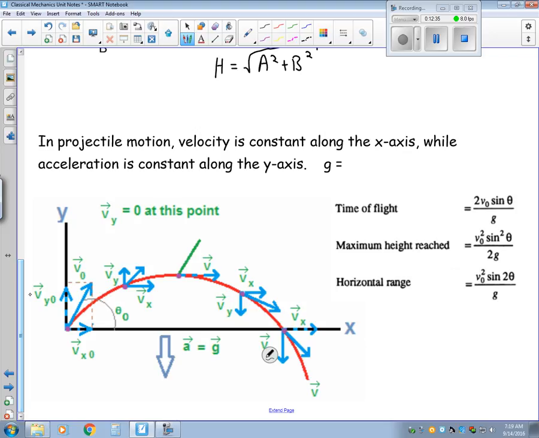All right, so for projectile motion, the velocity along the x-axis is constant. So if I were to look at the acceleration on just the x-axis, it would be 0. The acceleration along the y-axis, however, is non-zero. It is negative 10 meters per second squared, or negative 32 feet per second squared. So this would be the acceleration along the y-axis.